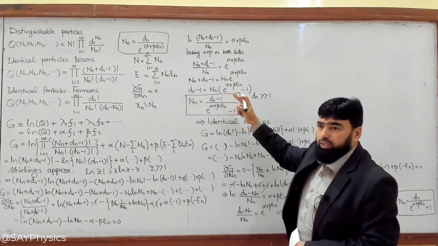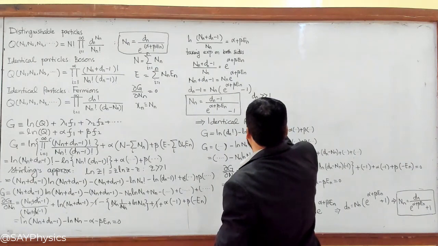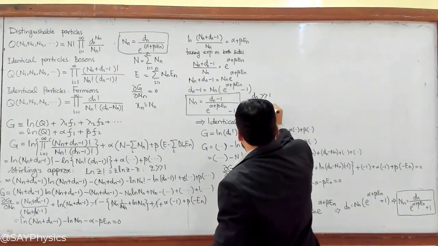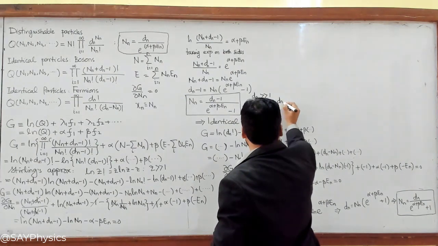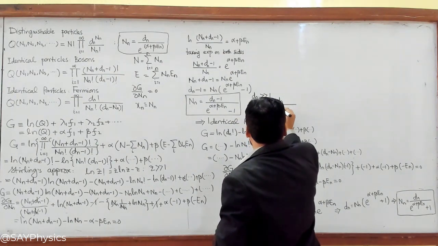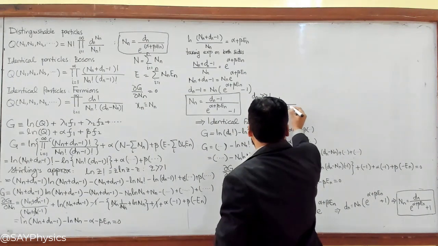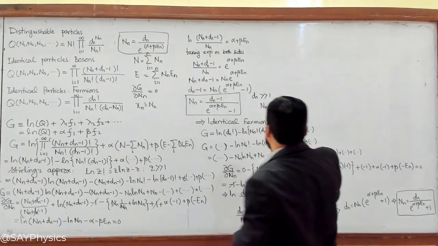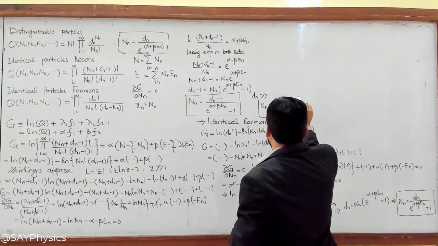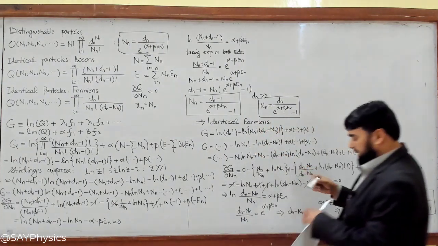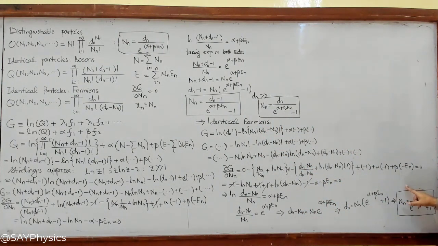It will not matter that much if you ignore this one, and your nn for this kind of distribution will come out to be dn over e to the power alpha plus beta en minus 1. So look here at the difference between them. This is the statistic which we call the Fermi-Dirac statistic, the Fermi-Dirac distribution.